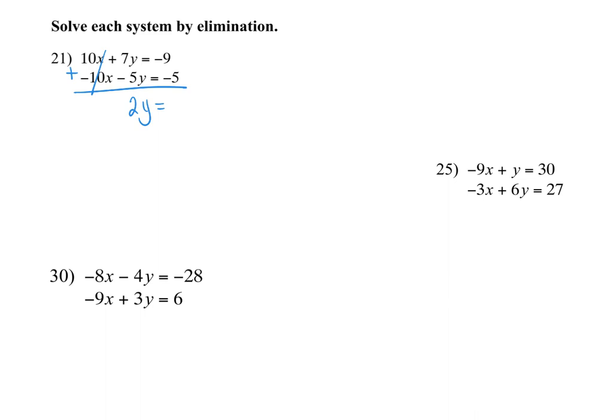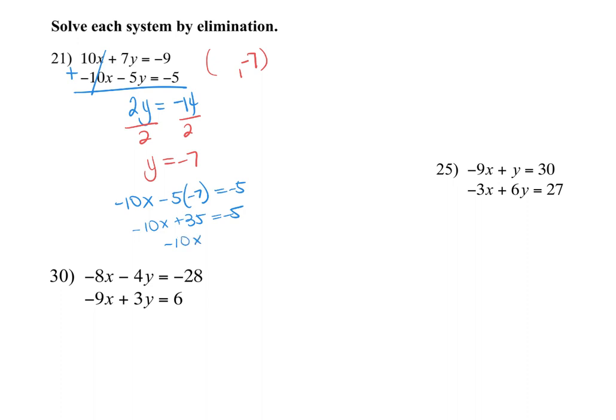Negative 9 and negative 5 give me a negative 14. I divide both sides by 2. Y equals negative 7. So I know the y value, I need to find the x. So I'm just going to plug that in. Negative 10x minus 5 times negative 7 equals negative 5. So I have negative 10x plus 35 equals negative 5. Subtract that over. Negative 10x equals negative 40. Divide by negative 10, x equals 4. So I have my x and y.